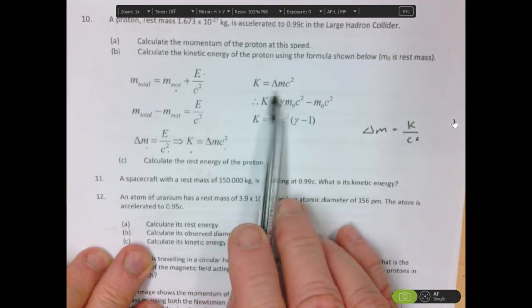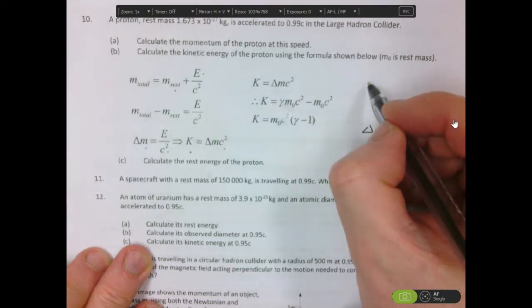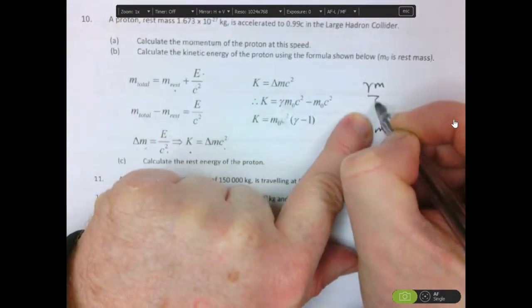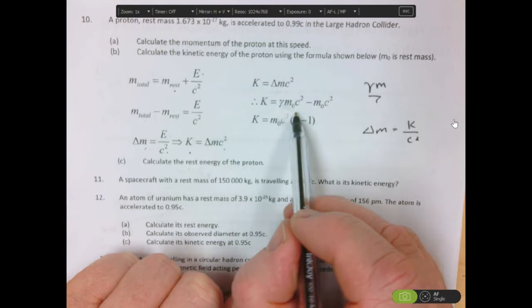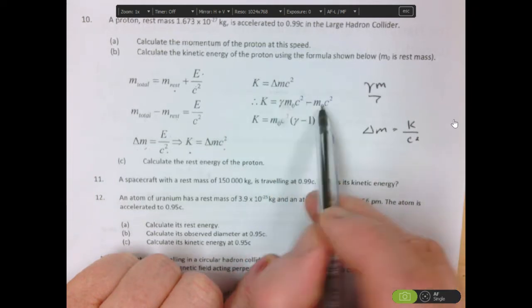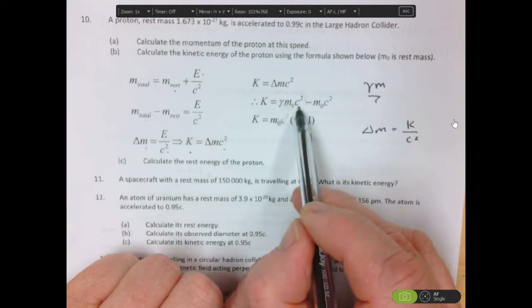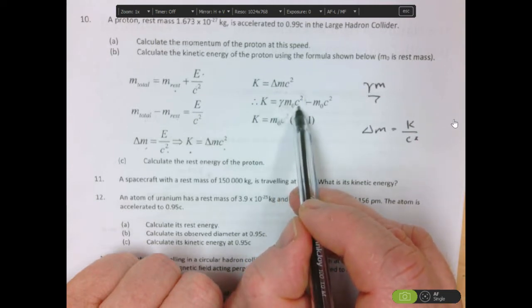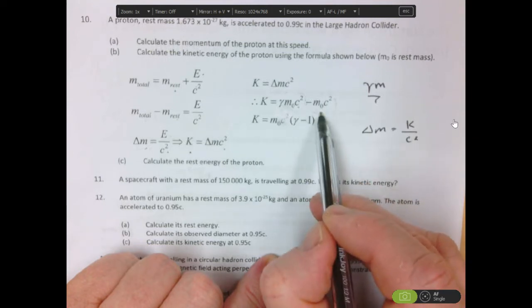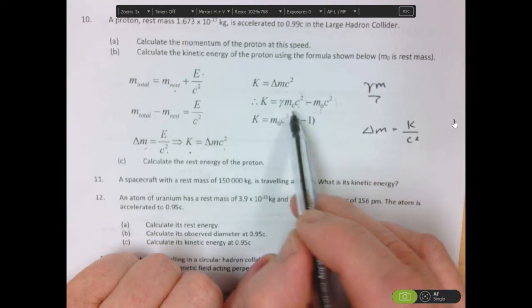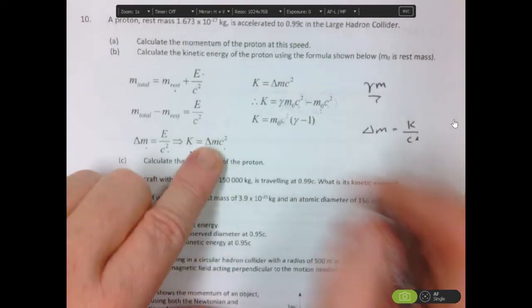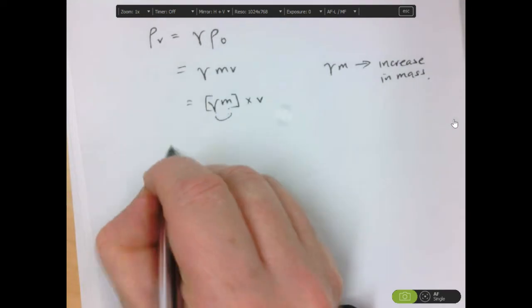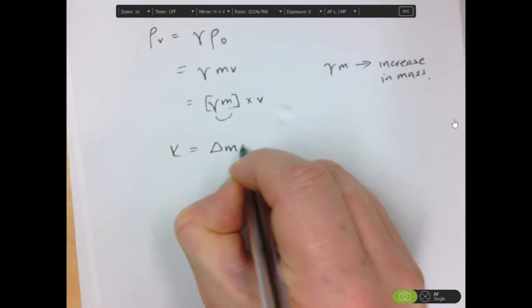Now, what is the change of mass? Well, we just mentioned that gamma times m would be perceived as the new mass. The change of mass will be the new mass, the mass which is happening because we are moving, minus the rest mass. That change of mass times c squared, so it's delta m c squared. So I'll just write that out. K equals delta m c squared.